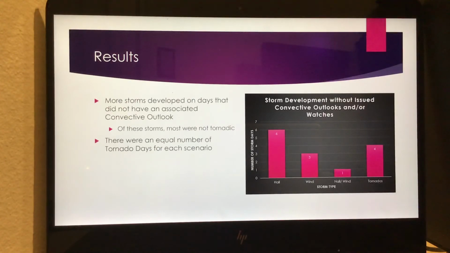So more storms actually developed on days that did not have an associated convective outlook or watch with them. And of these storms, as you can see on this graph, most were not tornadic either. However, there was an equal number of tornado days for each scenario. So for the next scenario here, I have storm development with issued convective outlooks and/or watches. So I had 3 days that had storms which produced hail, none that produced wind, and 2 days that had storms that produced both hail and wind, and like I said, 4 that produced tornadoes. And please remember, it's number of days, not number of storms.